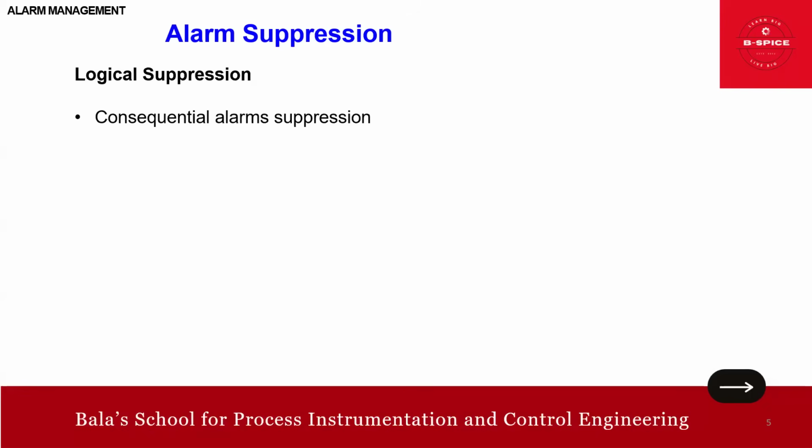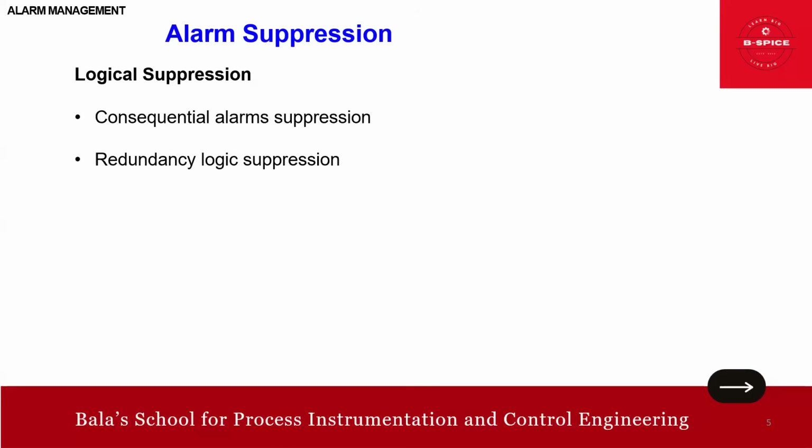One is a consequential alarm suppression. These are for alarms that would inevitably occur following a trip of an equipment or an operator action. For example, a consequence of stopping a pump may be a low pressure or flow alarm, isn't it? That is a consequence. Of course, I'm going to explain with an example also in the subsequent slides.